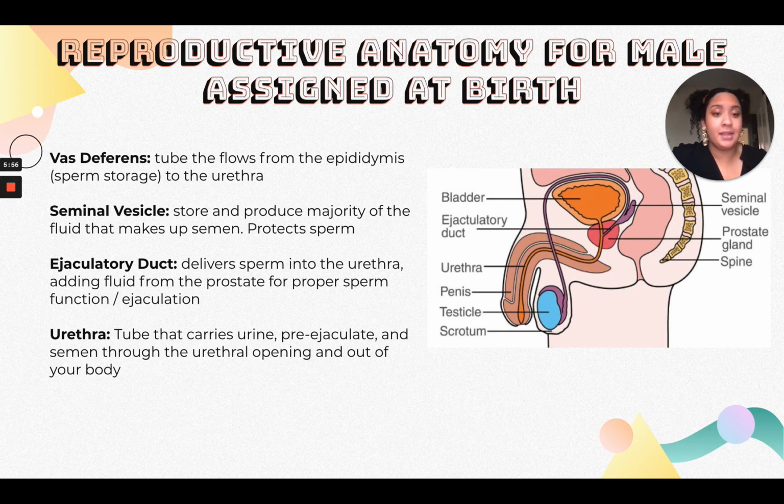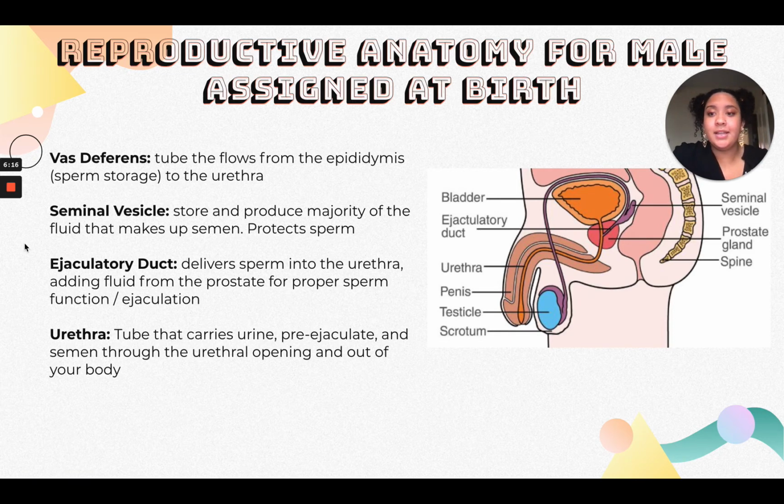So pee is acidic. But also sperm comes through the urethra of people who have penises, so it needs to be protected from that acidic pee. And also a vagina is more acidic, so it needs to protect itself as it's going to find another egg.